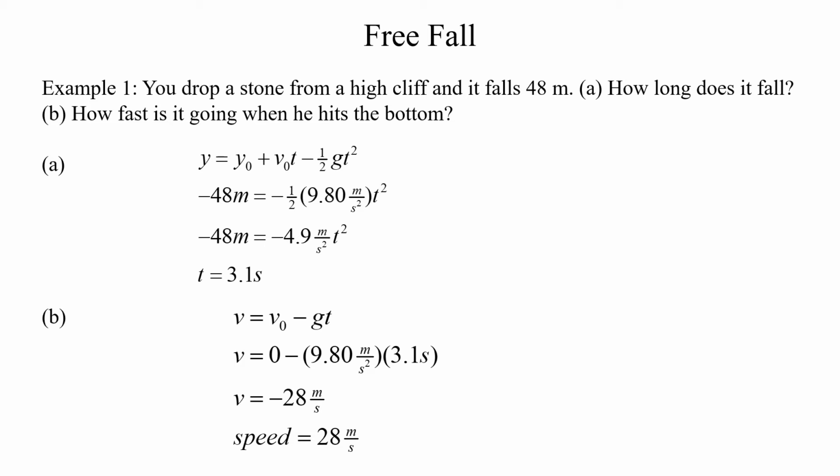The negative sign means the velocity is in the negative direction or downward. The speed is just the positive value of 28 meters per second. Velocity includes the direction. Speed is simply how fast. So we've got the answer to the problem.